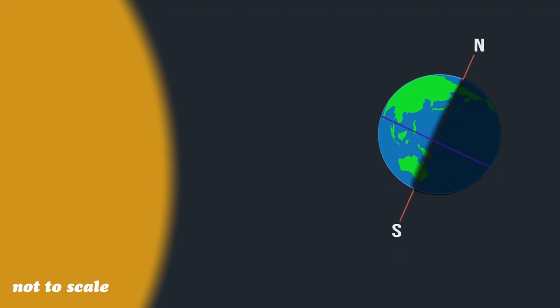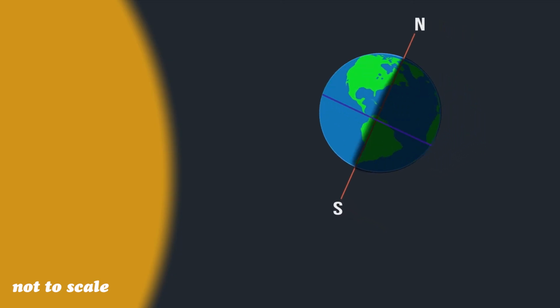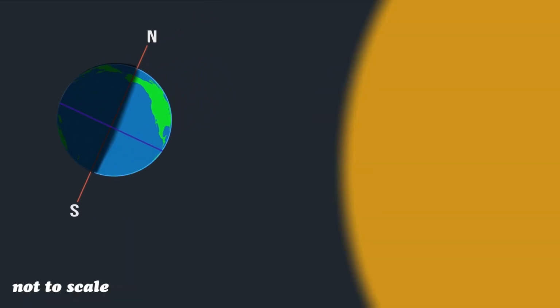The Earth is also tilted, so at different times in the year, one pole of the Earth is pointed toward the sun, while the other pole is pointed away from the sun. This tilt is the reason for the changing of the seasons. If the Earth wasn't tilted, then we would experience one season year-round.